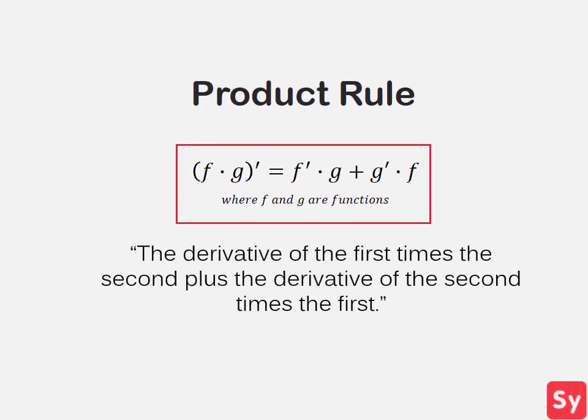Here's the product rule. We use the product rule when taking the derivative of one function multiplied by another function. My teacher in high school had us memorize it by repeating this over and over again. The derivative of the first times the second plus the derivative of the second times the first, where the first is the function f and the second is the function g. You will want to memorize this rule because it'll make solving derivatives a lot easier.